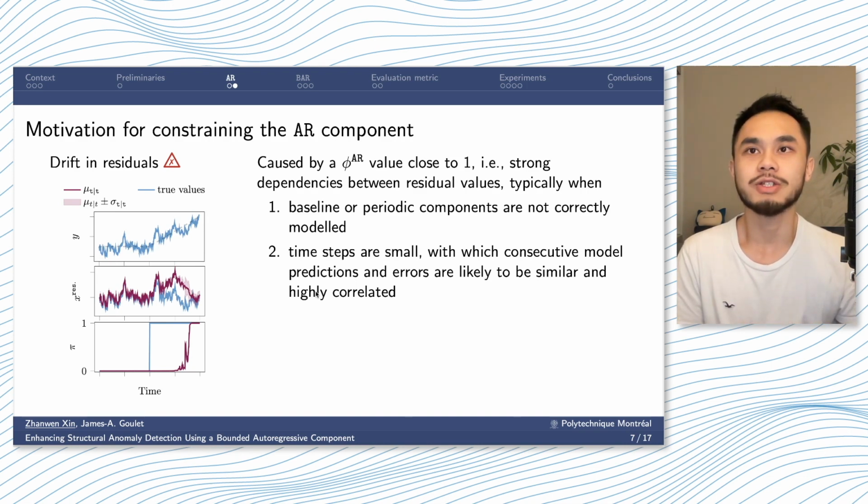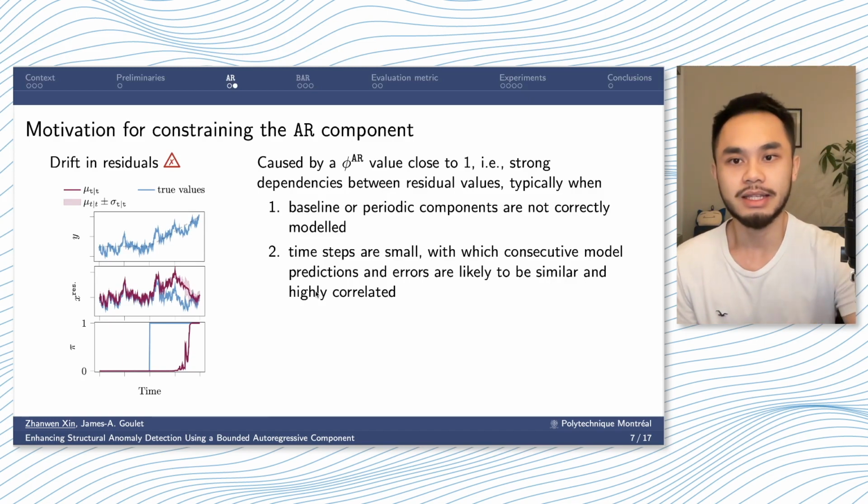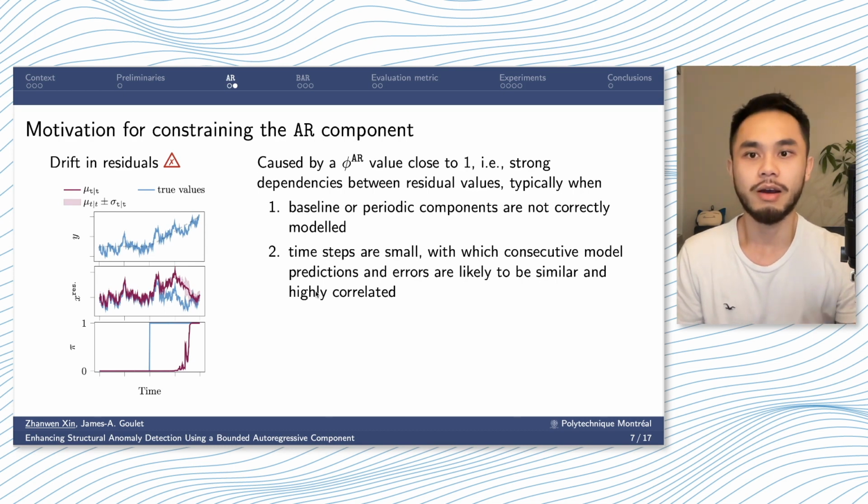And it may also happen when very small time steps are used. For example, if we collect our data every hour, the prediction as well as the prediction error will be similar between each hour. And to capture this high correlation, the model will use a phi AR close to 1. And this will cause the issue of the drifting in the residual.